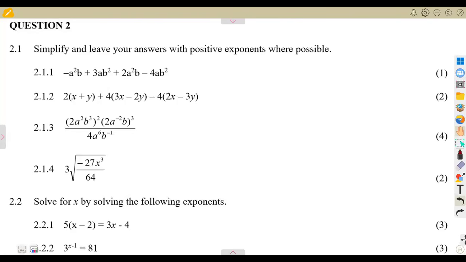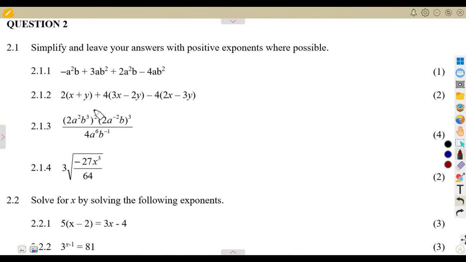So you are going to see that whenever you're given an algebraic expression, you are supposed to simplify. Whenever you're dealing with an equation, you're supposed to solve. So you've got to simplify, you've got to solve. These are two different things that you need to understand: to simplify and to solve.